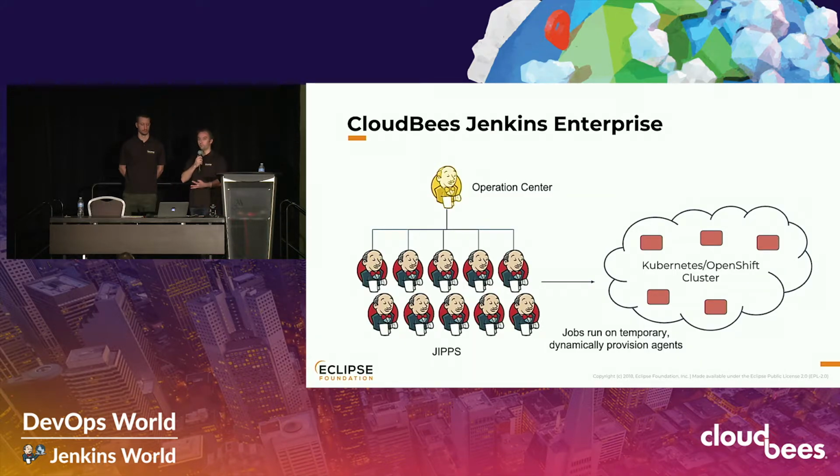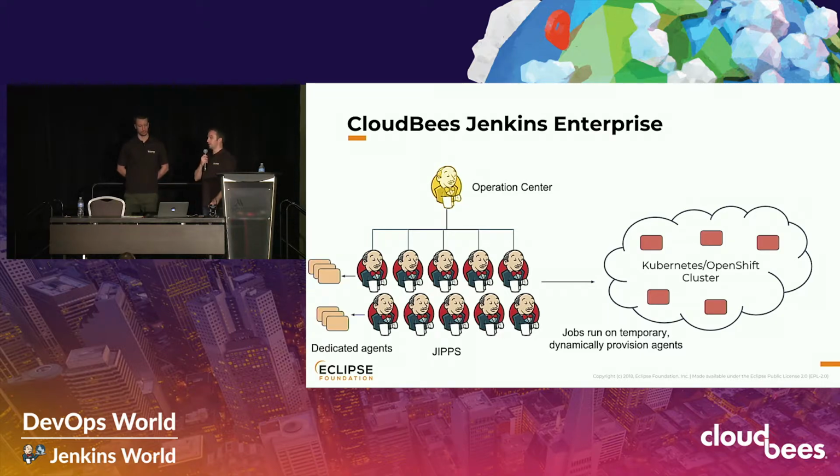The good thing with CloudBees Jenkins Enterprise is that it uses the Kubernetes Jenkins plugin, so all agents are actually dynamically provisioned inside the cluster. So we pool all those machines in a single cluster, and all the masters managed by the operations center will actually request an agent inside this cluster.